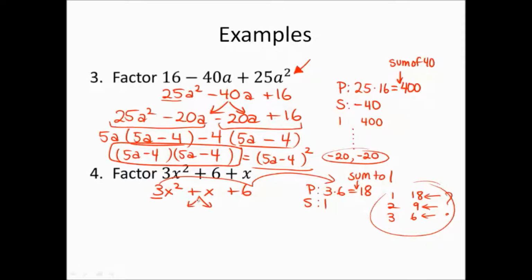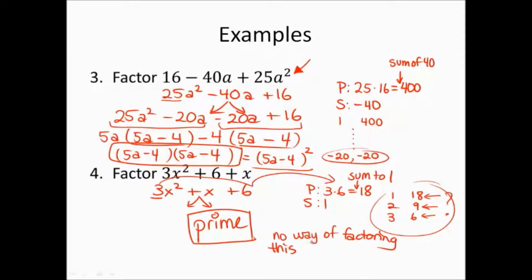Therefore, there is absolutely no way to factor this over the integers, and so your answer can be that this is a prime. So there is no way of factoring this expression over the integers. So please note that that is possible, and it's very important that you are able to write out all the possibilities so that you can justify that you haven't just missed one, you don't actually have one.